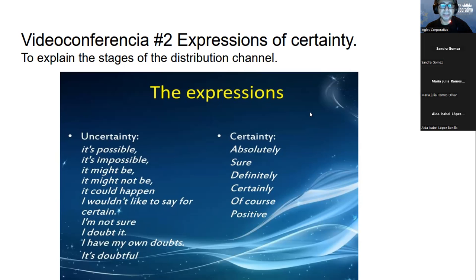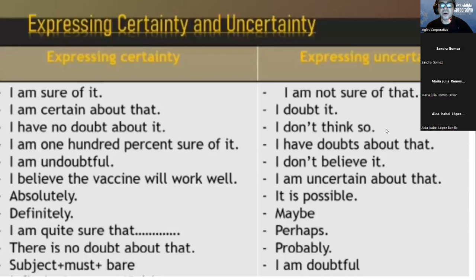We are not going to stop here for long. And we have another table with certainty and uncertainty. Some of those are repeated, but some are new. So for certainty, we have, I am sure of it. Yeah, of course. I am certain about that. I have no doubt. I am 100% sure of it. I am undoubtful.